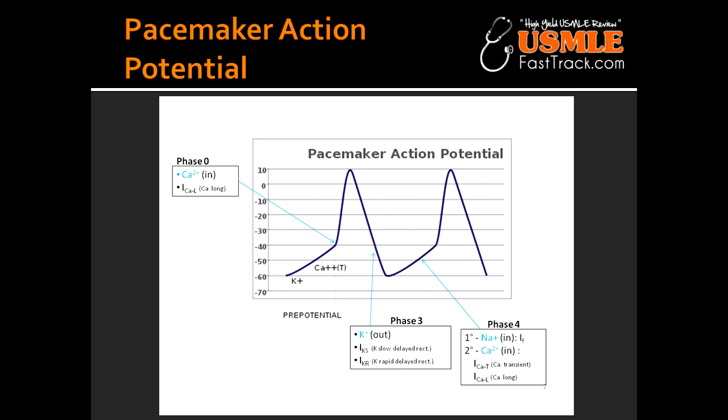Describe what happens at phase 3 in pacemaker action potential. In phase 3 of the pacemaker action potential, there is inactivation of the calcium channels and an increase in activation of the potassium channels. This results in potassium efflux. Describe phase 4 of the pacemaker action potential. In phase 4, there is slow diastolic depolarization.